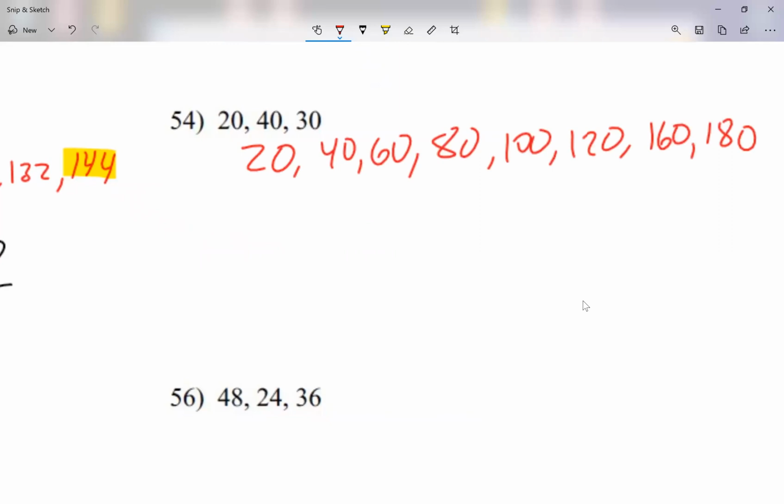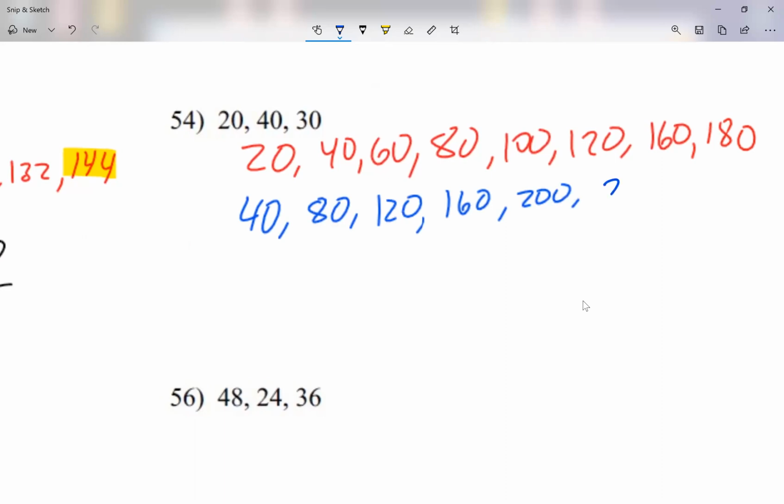Now let me do my multiples of 40. I'm going to start with 40, and each time I'm going to add 40 more. So 40, 80, 120, 120 plus 40 is 160, 200, 240, 280. Okay, I'll stop there.